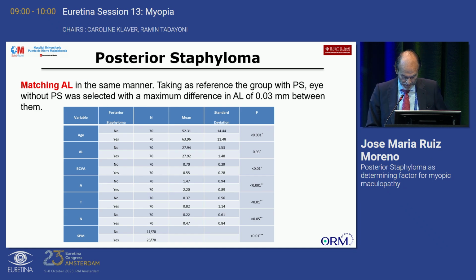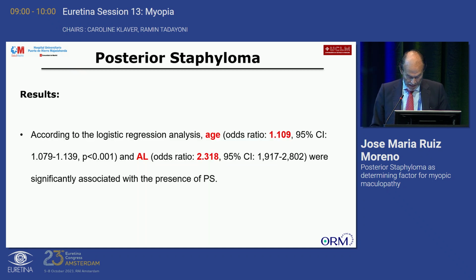This is the AL-matched group with 70 eyes per group, in which we can also observe that eyes with posterior staphyloma are also older with worse visual acuity, and the same for the atrophy and traction components. Also, a greater number of patients with severe pathologic myopia. According to the logistic regression analysis, age and AL were significantly associated with the presence of posterior staphyloma.